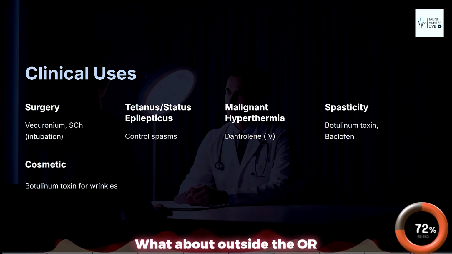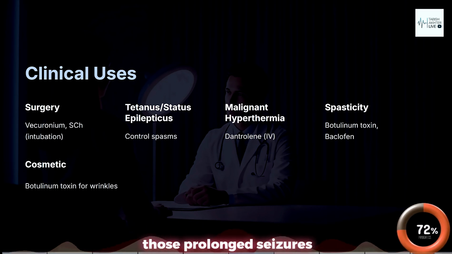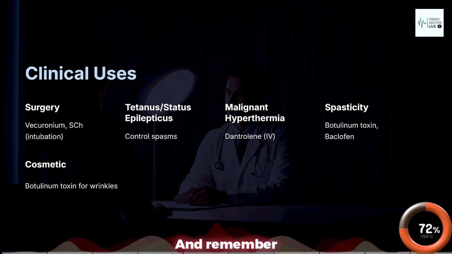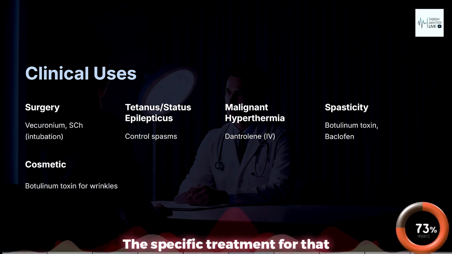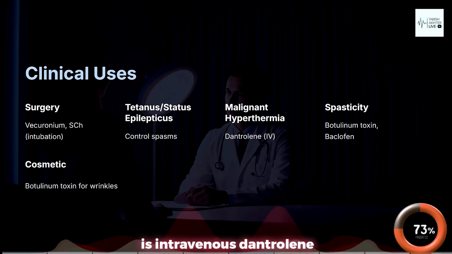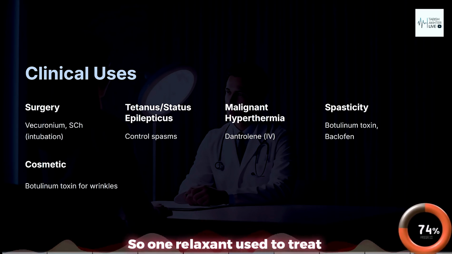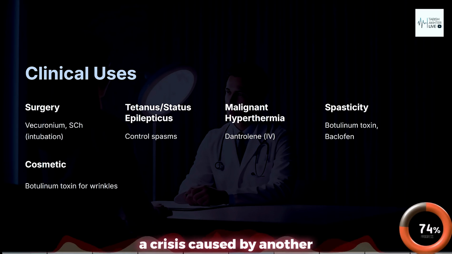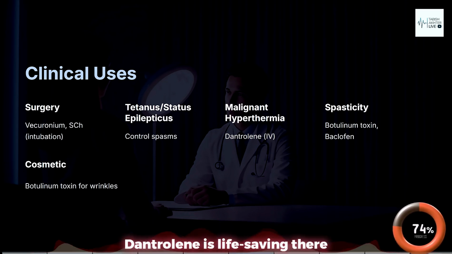What about outside the OR? Well, controlling severe muscle spasms like in tetanus or sometimes during status epilepticus, those prolonged seizures. And remember, malignant hyperthermia triggered by SCh, a scary one. The specific treatment for that is intravenous dantrolene, that direct-acting relaxant. So one relaxant used to treat a crisis caused by another. Interesting. It is. Dantrolene is life-saving there.